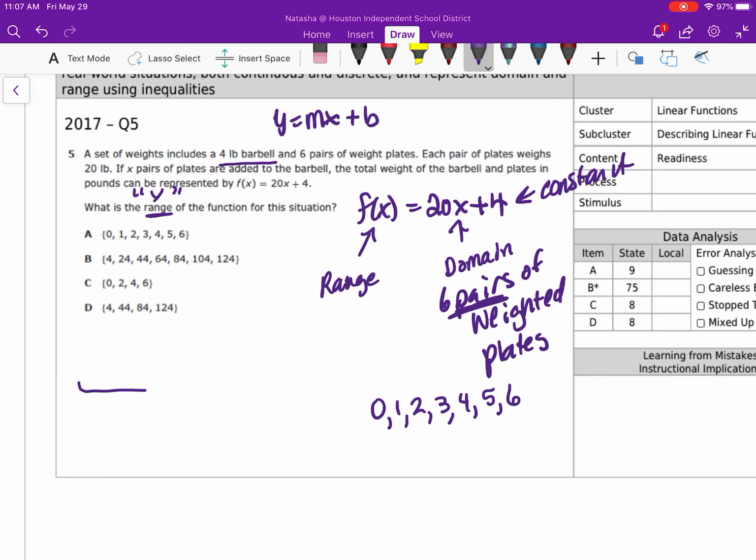If you look at a barbell, I'm going to draw a barbell. It's a pole, right? And these plates that we're going to put, so this bar is 4 pounds.